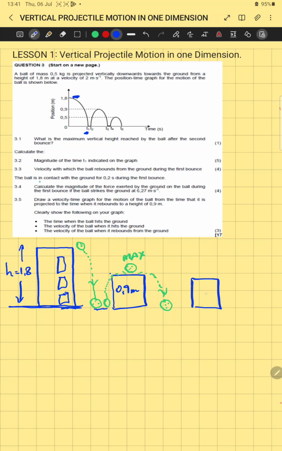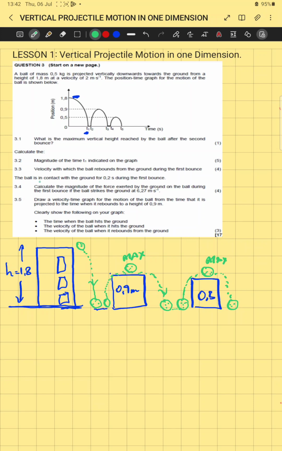And then let's also draw the last one. So this is 0.5. That means the ball again will be in contact with the ground, and after that the ball will start to bounce and go up. This is the maximum height again, and back to the ground. So this is the motion of the ball.